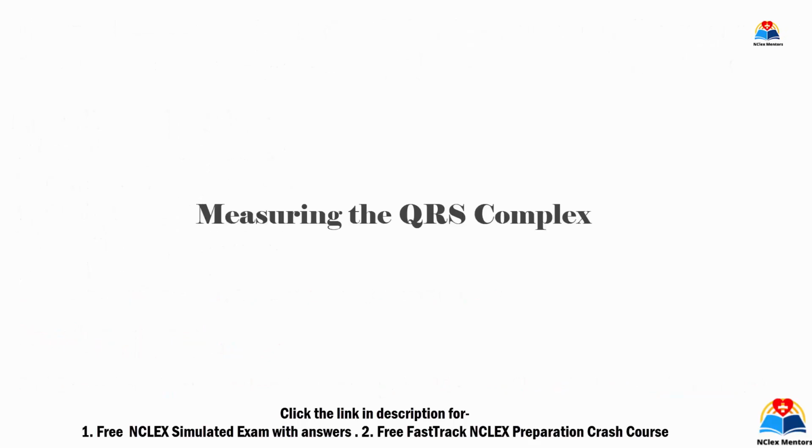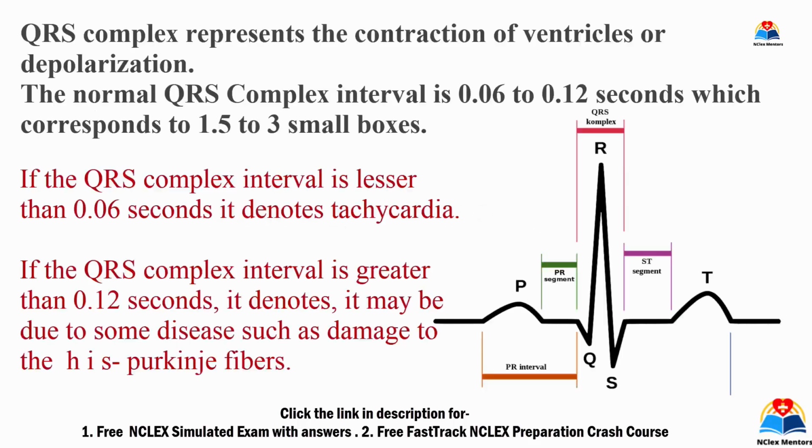All right. We saw the heart rate and rhythm, and watched out for the P wave and PR interval. The final step is measuring the QRS complex. Look at this figure. It shows the length of the QRS complex interval. We learned earlier that the QRS complex represents the contraction of ventricles or depolarization. The normal QRS complex interval is 0.06 to 0.12 seconds, which corresponds to 1.5 to 3 small boxes.